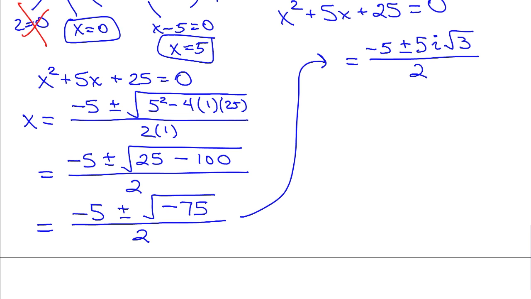You could factor out the 5, but since the denominator doesn't contain a 5, there's no use in factoring that out. It won't be able to cancel with anything, so we just leave it there. So the solution set is 0, 5, and then negative 5 plus or minus 5i root 3 over 2.